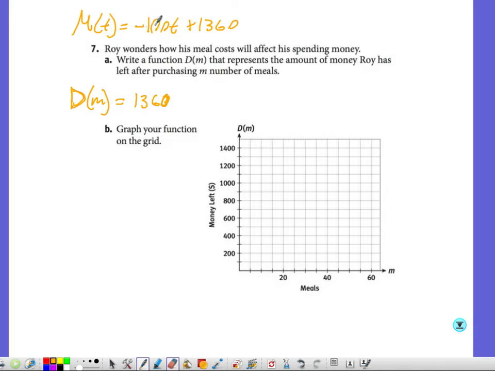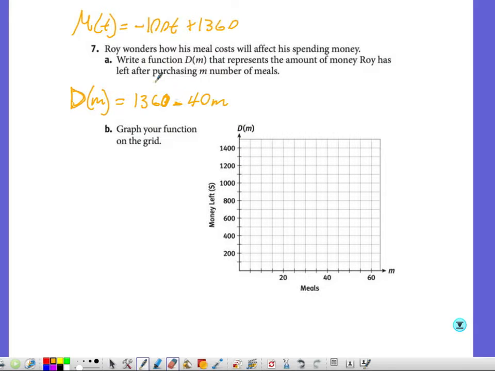And notice here we have negative 100t, where t stands for the number of tickets, and the minus 100 represents that we're taking $100 for every ticket that he buys. So the same idea is basically going on in order to create this function. We're taking $40 away for each meal that Roy buys. And this is how we easily set up the equation for the number of meals that Roy is going to buy and how much money he has left.